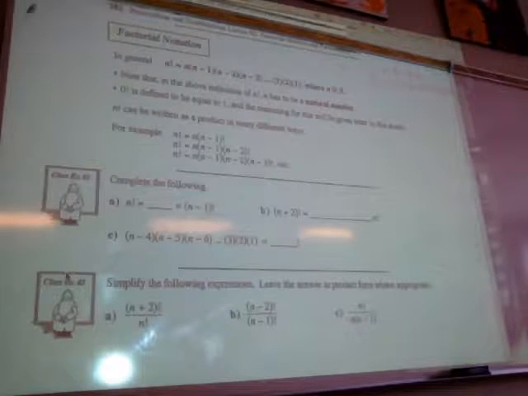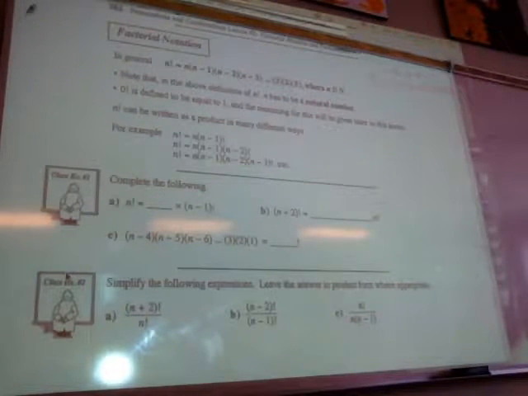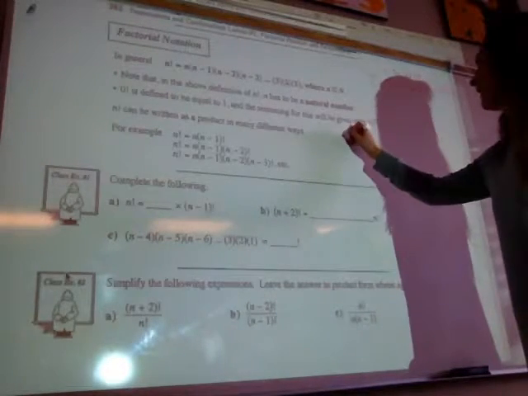n factorial has to be a natural number. 0 factorial is equal to 1, and we'll go through a proof of that later. Basically, n factorial can be written as a product, as we just saw. For example, we looked at 8 factorial.